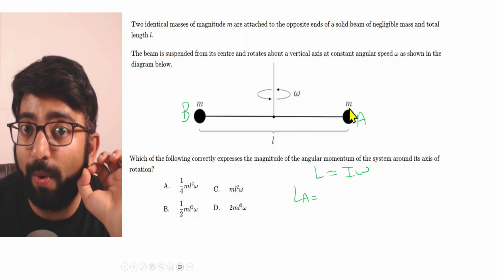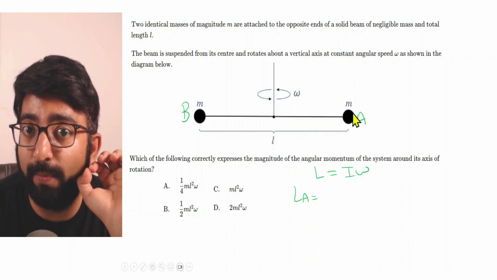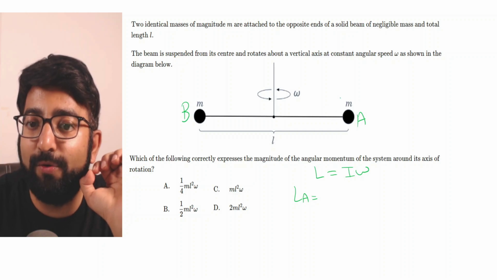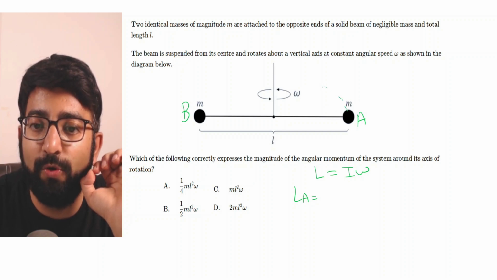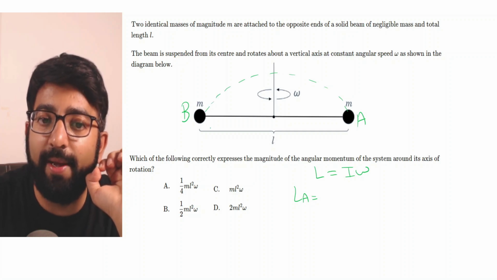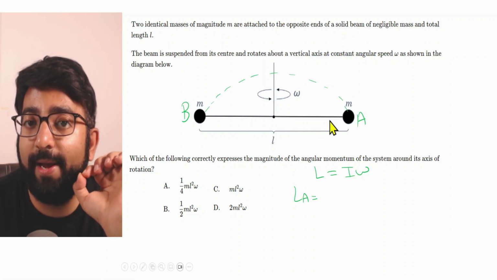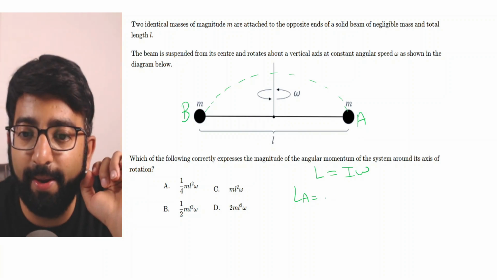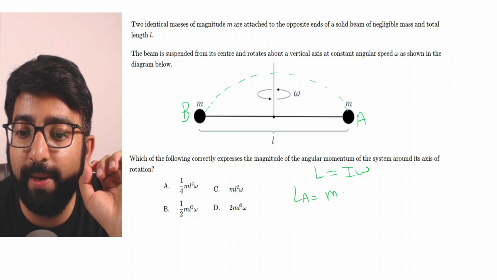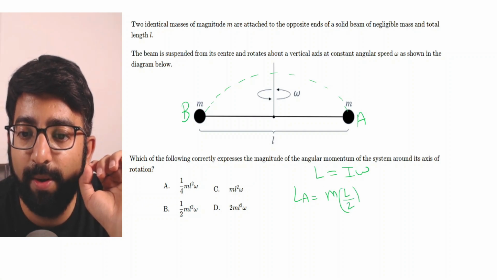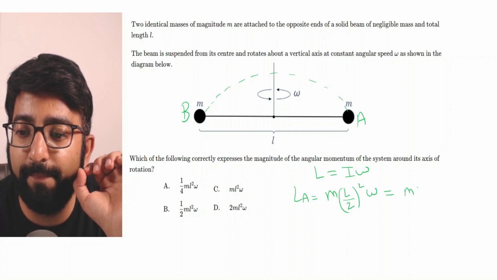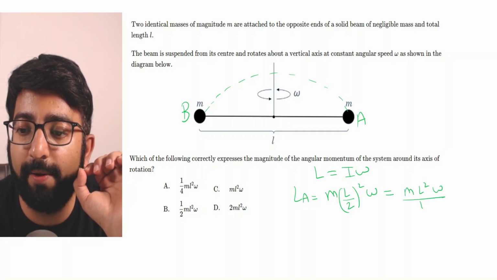And if you analyze what will be the radius of rotation for this mass, that is actually half the length of the beam. Because let me try to draw the circle. So m is going to move around in a circle where the diameter will be L. And that is why radius will be L by 2. Since moment of inertia is m into r square, so let's write m. Radius will be L upon 2 whole squared, and angular speed is already given, omega. So if we simplify this, we will get m L square omega by 4.